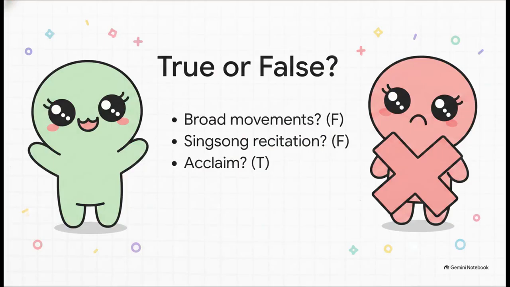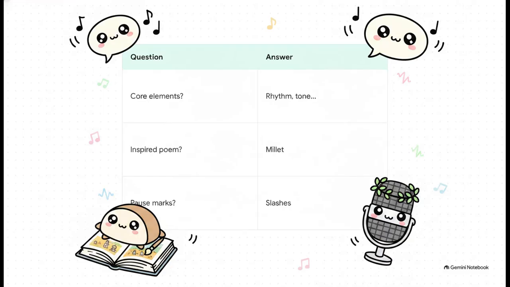Let's keep the momentum going with some true or false. Number 1. Broad movements and excessive rhythm should be used in a speech choir. That is absolutely false. You want to keep your movements limited. Number 2. The voices in a choir are classified as light, medium, and dark. True. Those are your semi-choruses. Number 3. Sing-song recitation is encouraged to keep the rhythm. False again. The textbook explicitly tells us to avoid sing-song at all costs. Number 4. Edwin Markham's poem brought him worldwide acclaim. That is definitely true.